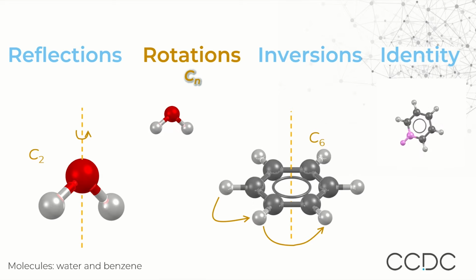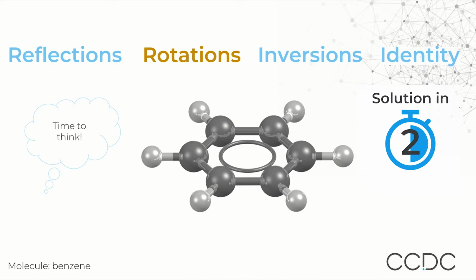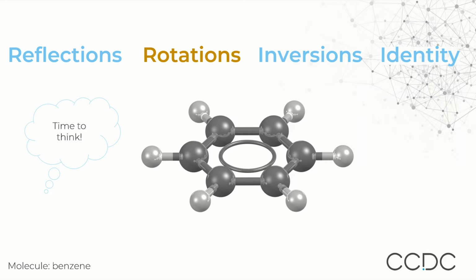A molecule can have more than one axis of rotation, and they don't have to have the same value of n either. Can you spot any other axes of rotation in benzene? Pause the video to think. Well done if you found a C2 axis. Benzene has 6 of them, 3 going through atoms and 3 going through bonds. Don't worry if they were hard to spot. Finding symmetry elements gets much easier with practice.